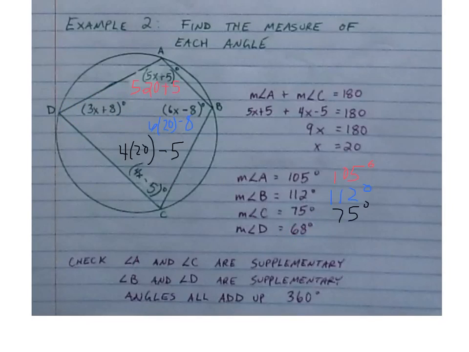And we can check our work, and we notice that 105 and 75 are supplementary, and 112 and 68 are supplementary. We could also notice that all four angles add up to 360 degrees, which is an excellent way to check to make sure that we did this problem right.